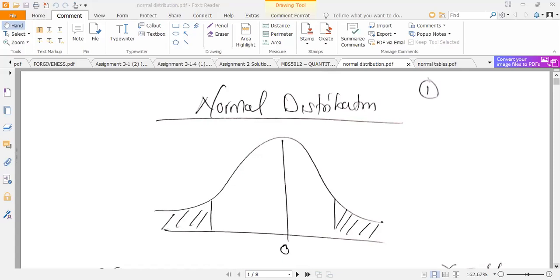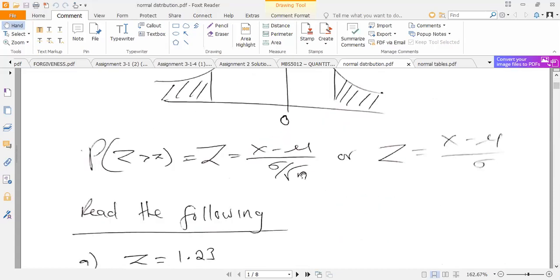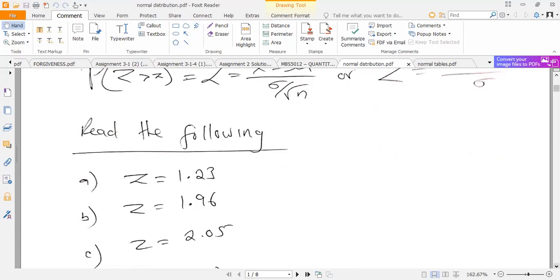It is given by the formula Z is equal to X minus mu over the standard deviation divided by the root of the sample size if you're given a sample size, or Z is equal to X minus mu over the standard deviation. This is the formula we use when we are standardizing. So to start with, it is imperative that you learn how to read these Z distribution tables.